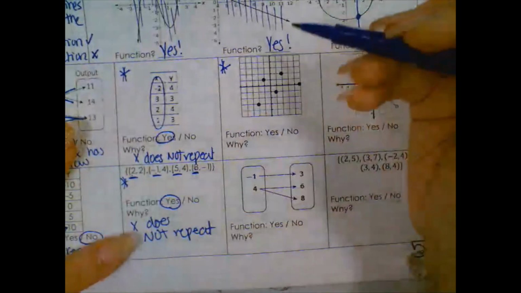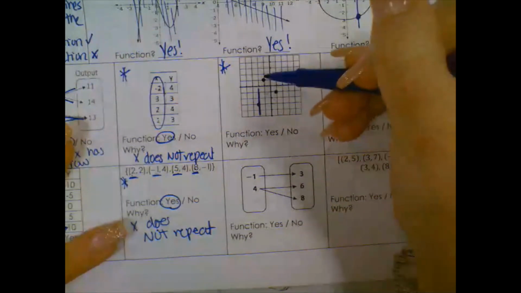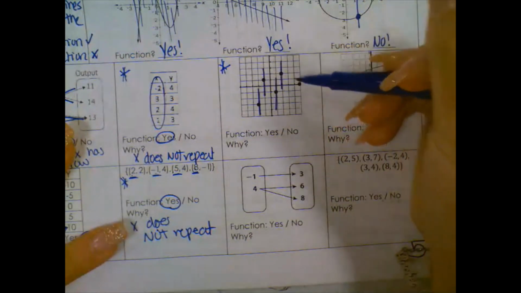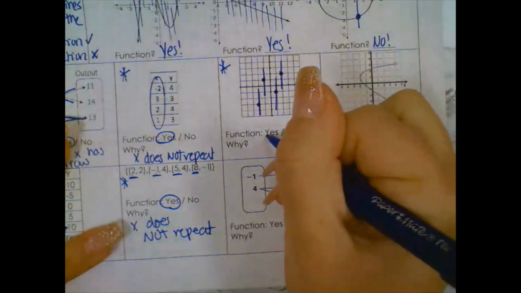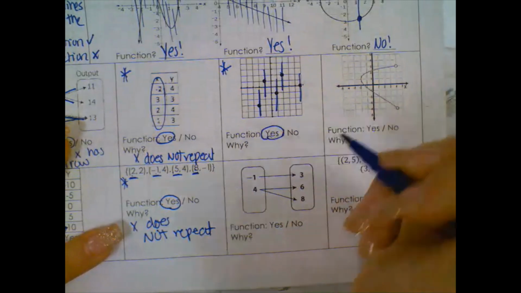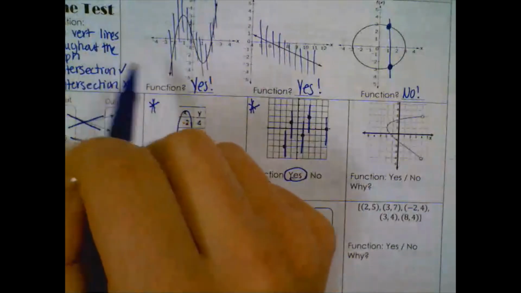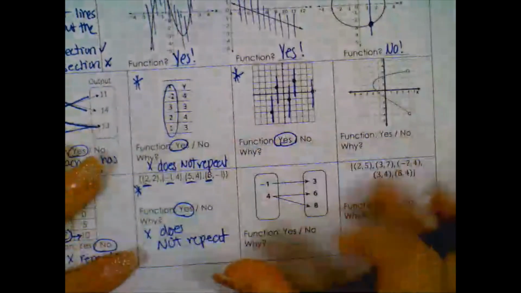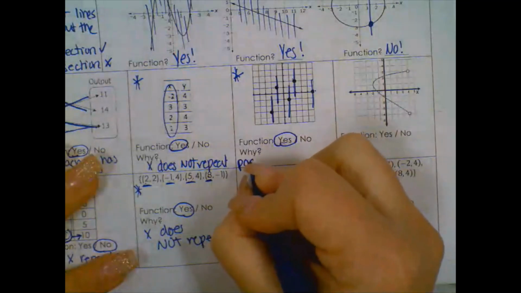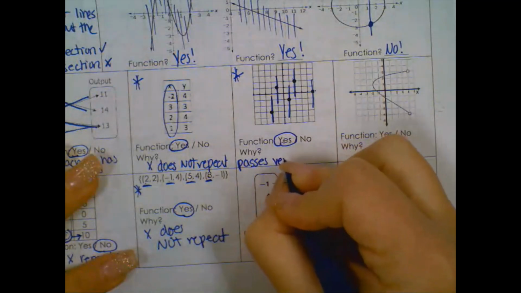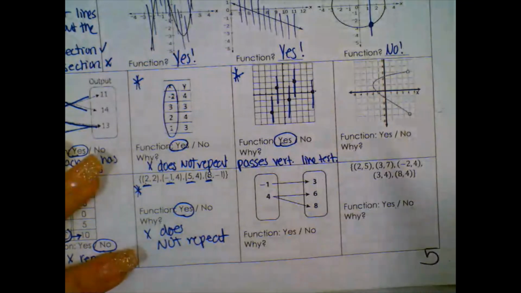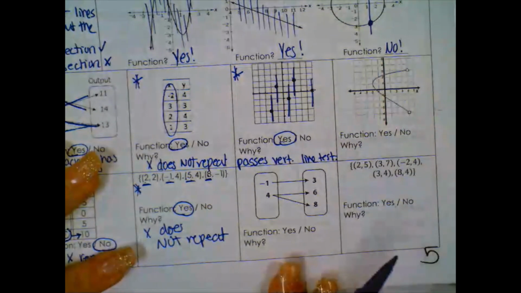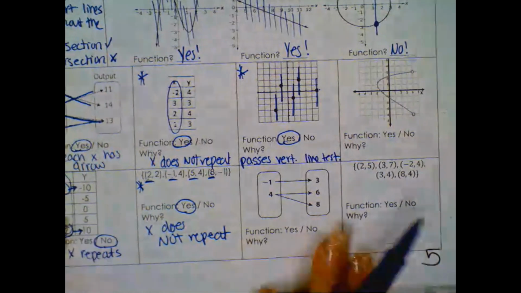And then for my graph, now this one is going to be a little bit different because we use something called the vertical line test. So I'm going to draw through each part of the graph, and I see that it intersects only once. So I'm going to say, yes, it is a function. But the reason I'm going to say is because it passes the vertical line test from above. So passes vertical line test. Okay, now these three we're going to save for class. So that is it, and we will finish next day.